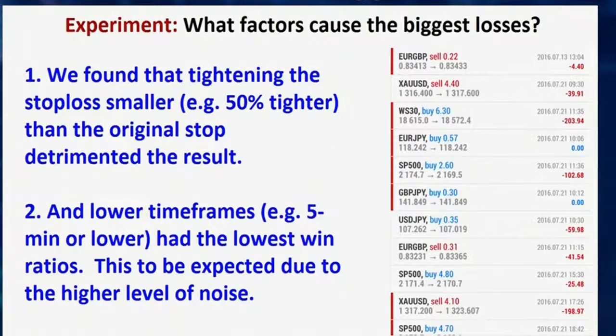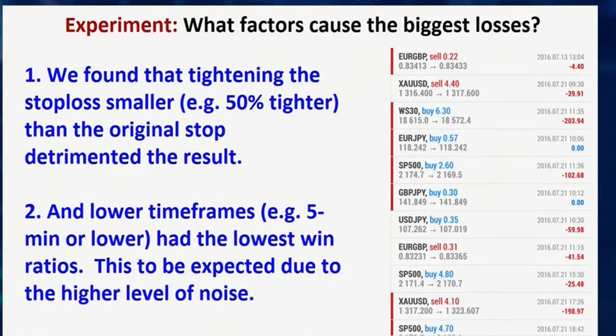Yeah, so as I've said here, in this experiment, we found that tightening the stop loss smaller by 50% than the original stop detrimented the result. In fact, by far, both the over leveraging and tightening the stop loss managed to reduce the account we were testing on by half, literally causing a major drawdown of 50%. We did this, by the way, both algorithmically, and we tested this on a manual account, manually as well.